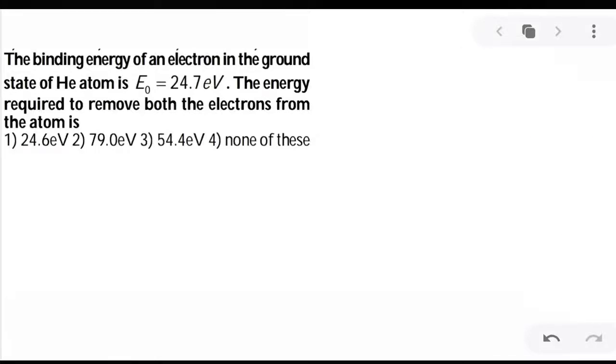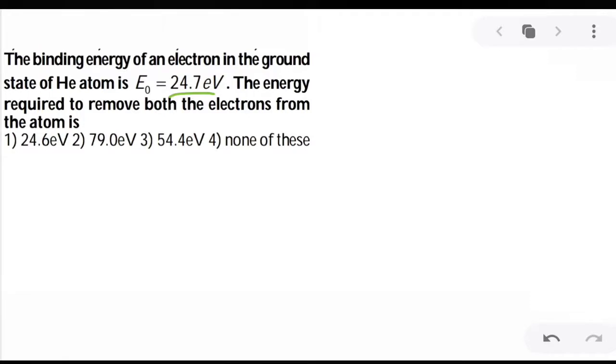Hi everyone. So in this video, I'm going to discuss a few MCQs from the topic of Bohr atom model. Okay. So the first question is: the binding energy of an electron in the ground state of helium atom is E naught equal to 24.7 electron volt. The energy required to remove both the electrons from the atom is, okay.